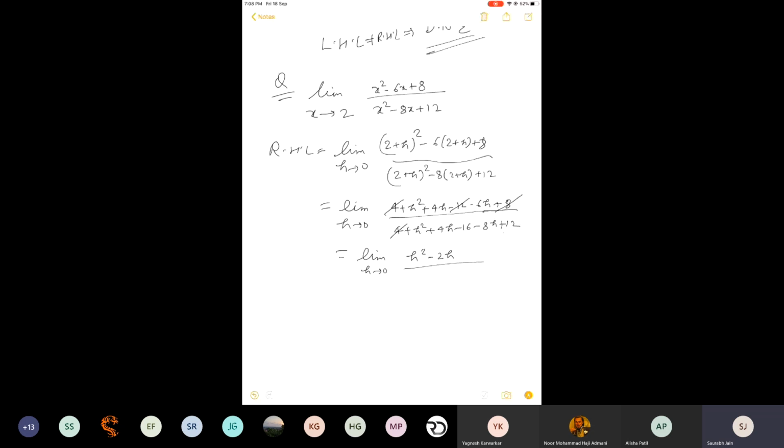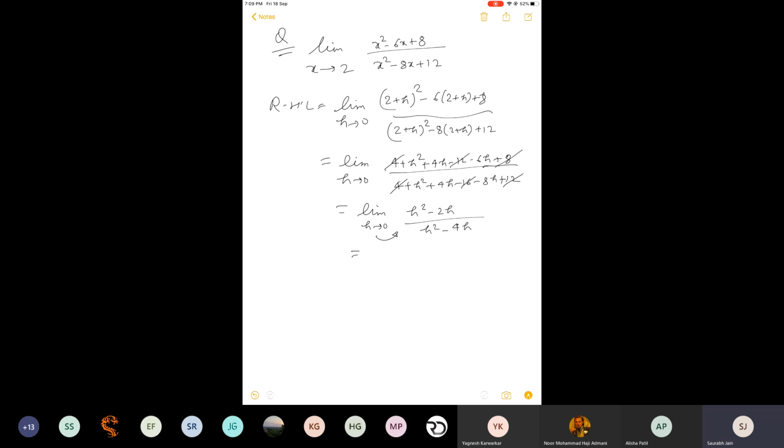So before you actually put 0 here, sometimes students put 0 here without cancelling. If you put 0 here, you are saying that this question is approaching 0 by 0. Put 0 everywhere in place of h. So it will be 0 by 0. This is not the answer. This is the form towards which this function is approaching.